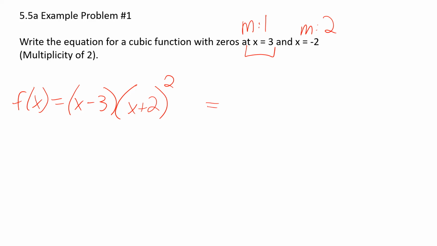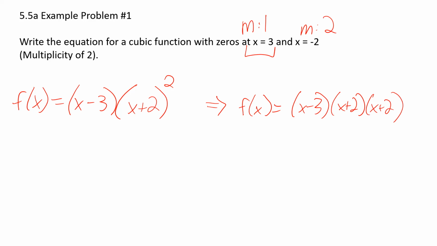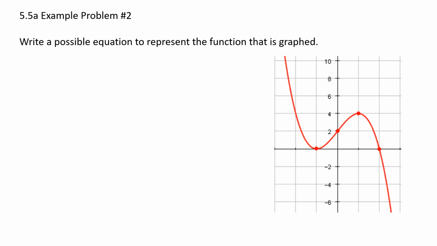Really, you could put this as f of x equals x minus 3, x plus 2, x plus 2. That just kind of looks funny, and it's not simplified. So you want to keep it like this if you can, all right? That is the technically correct answer. All right, let's look at the next one here.